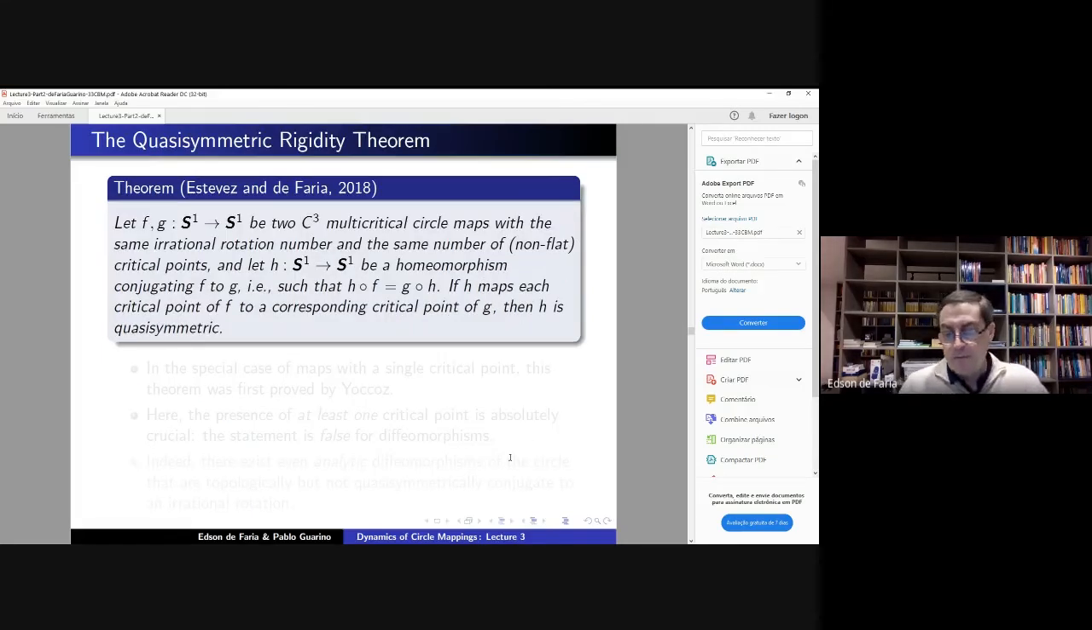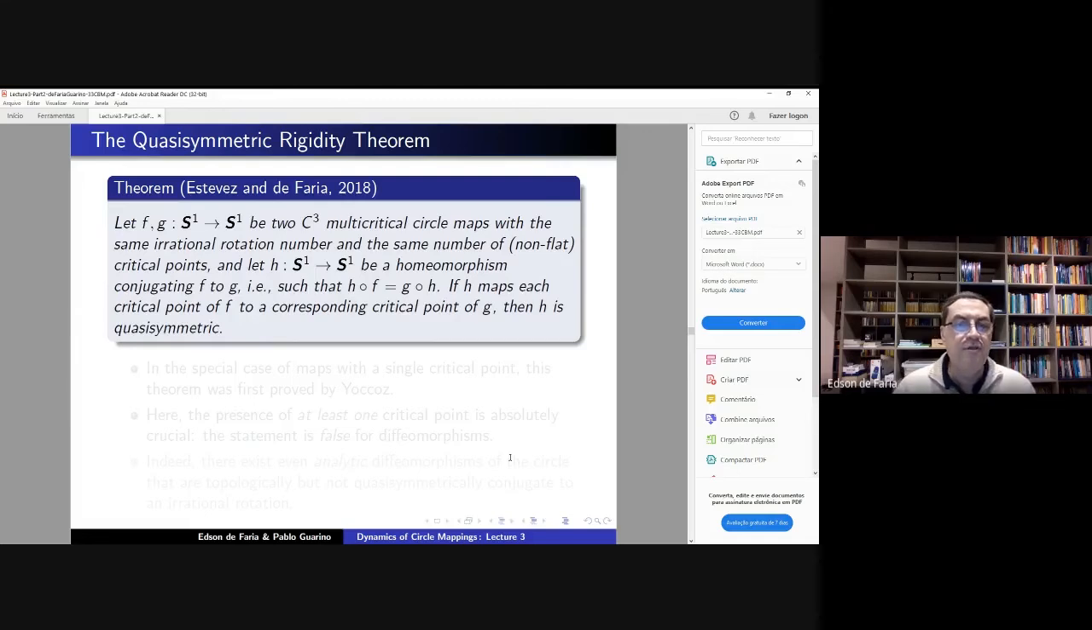But the main theorem in this lecture, the one that I want to talk about and at least give you an idea of the proof, is something I'm calling the quasi-symmetric rigidity theorem. It says that if you have any two C3 multicritical circle maps, well, the C3 here is a little bit redundant because when I gave you the definition, I assumed that multicritical circle maps were at least C3 anyway. So you have two C3 multicritical circle maps with the same irrational rotation number, and suppose they have the same number of critical points.